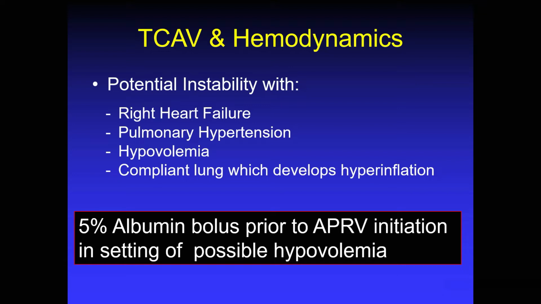If the patient needs blood, if they're a bleeding trauma patient, then certainly that's the best fluid, that's the best colloid to use. Otherwise, I like using albumin in this setting, particularly if the patient is hypoalbuminemic, but even if they're not, they tend to hold on to it a little bit better. So a crystalloid bolus is reasonable, but I'll often use a 5% albumin bolus, 250 or 500, prior to APRV initiation in the setting of possible hypovolemia.